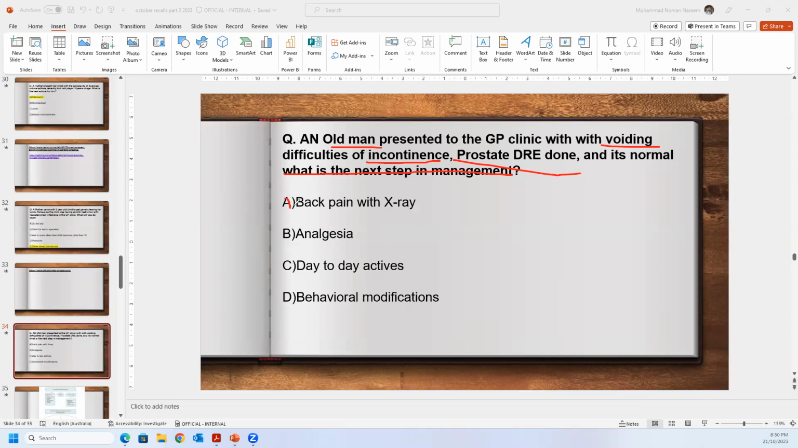Do a back X-ray, which does not make any sense. Give analgesia to the patient. I don't know what day-to-day activities mean, or we do behavioral modifications of the patient.